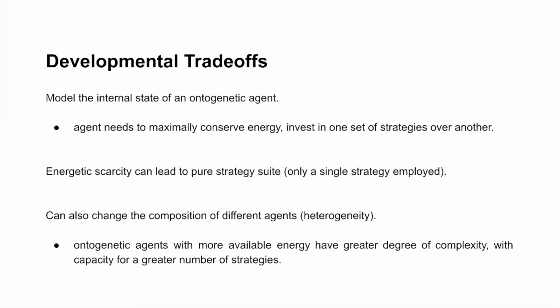So ontogenetic agents with more available energy have a greater degree of complexity, with a capacity for a greater number of strategies. So you can see how this process works. You have these different trade-offs between heterogeneity and homogeneity depending on how much energy there is in the environment.